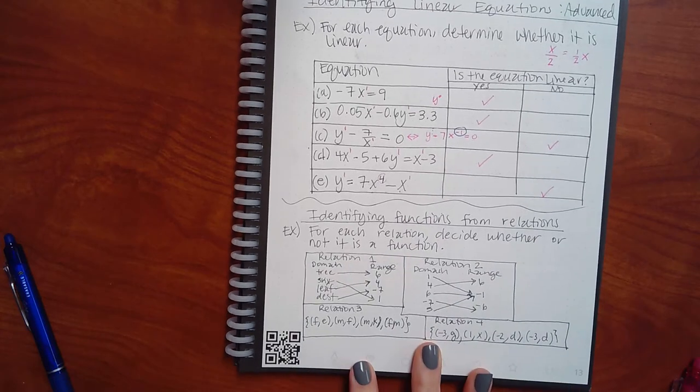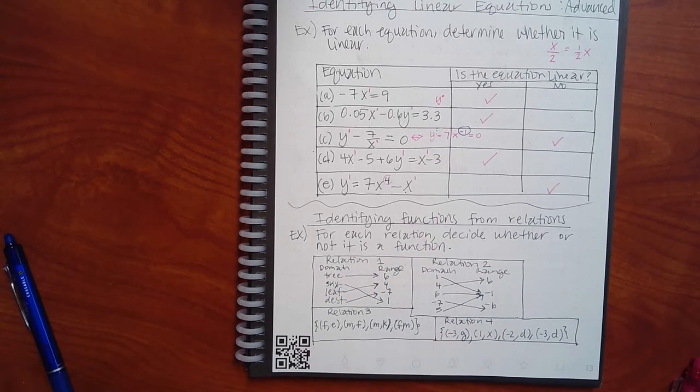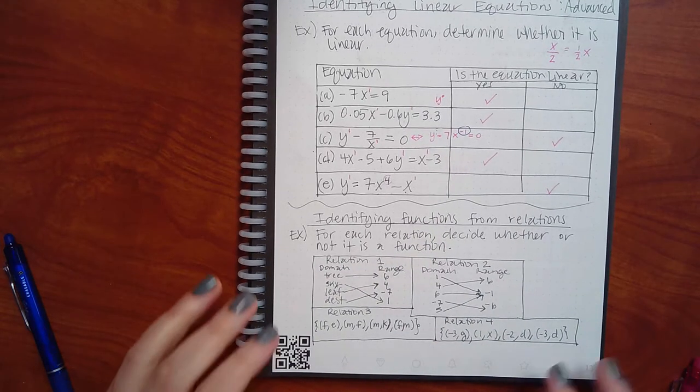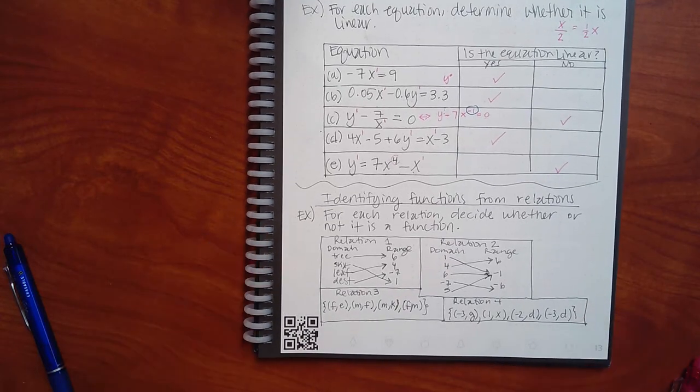Now, this topic down here is a little confusing, so I definitely want to cover it. Even when I was learning it, I would get confused really quickly. So I'm going to try to help you so that you don't get confused. But it is really weird how you word it and then what it means. It says identifying functions from relations. For each relation, decide whether or not it's a function. There are 4 different relations here.